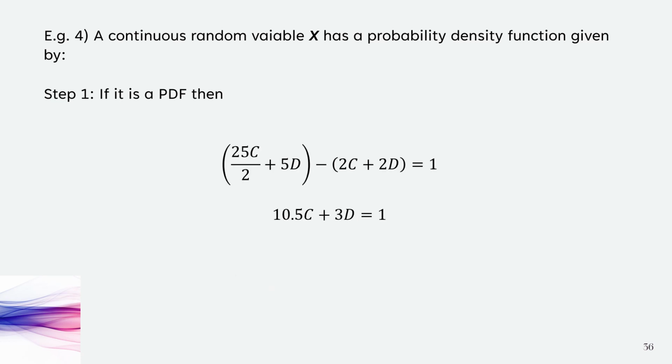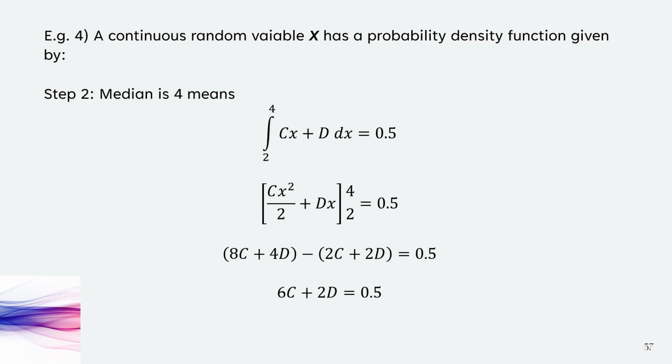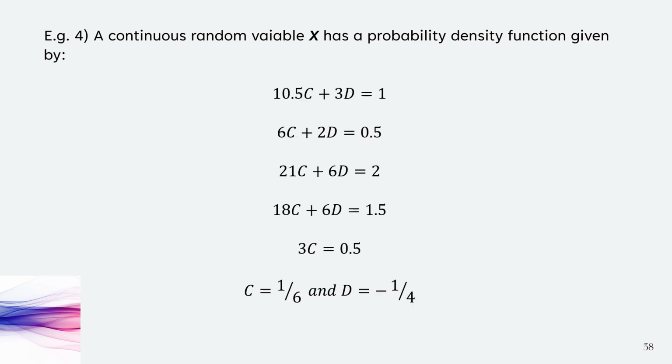Simplify, and we get 10.5c plus 3d equals 1. So that's the PDF side, proving, knowing that the integral equals 1. Step 2, the median is 4. The integral from 2 to 4 equals 0.5. So integrate, sub 4 and 2 in, and you get 6c plus 2d equals 0.5.